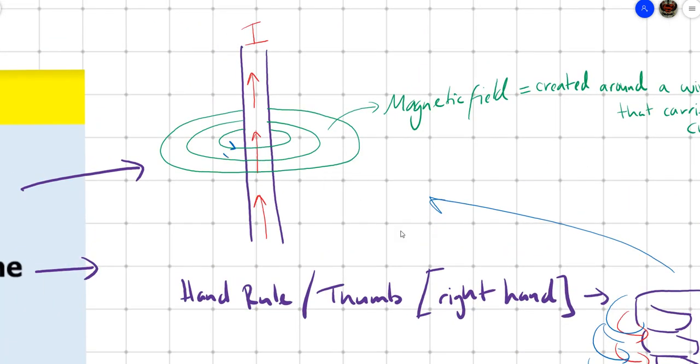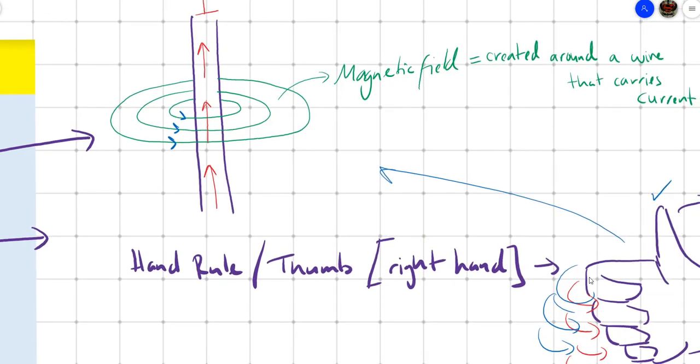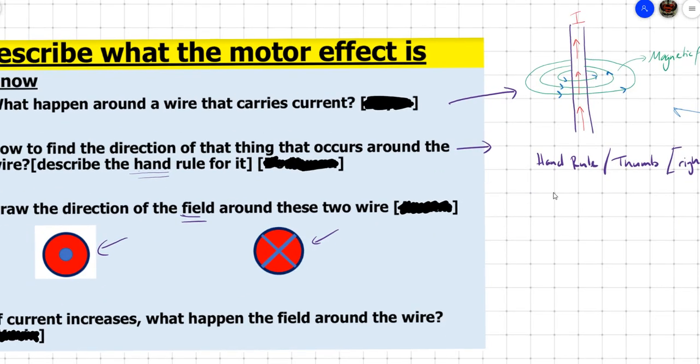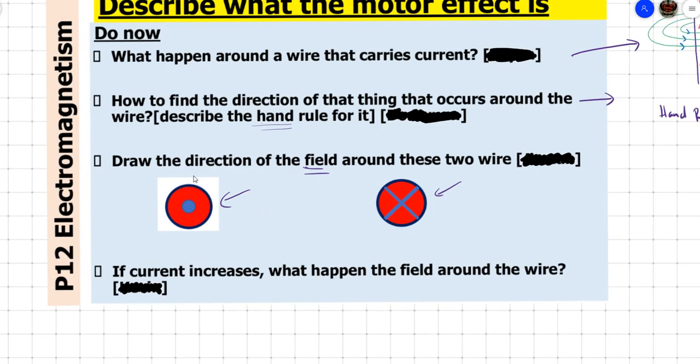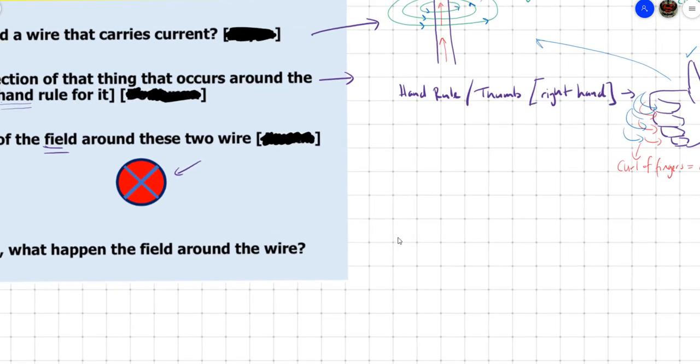Look at the curl of your fingers. It is pointing this way, so we're going to turn this way. Clockwise. Here we go. So that's how we can use it. Now we're going to use it again here. Which direction is it showing in this case?